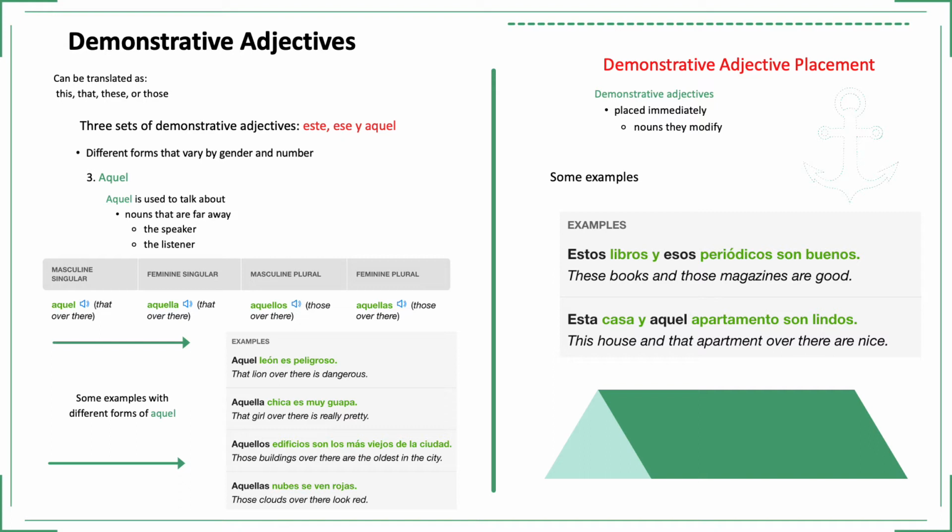Now, let's talk about the demonstrative adjective placement. Demonstrative adjectives are typically placed immediately before the nouns they modify. Now, let's look at these examples. Estos libros y esos periódicos son buenos. These books and those magazines are good. Esta casa y aquel apartamento son lindos. This house and that apartment over there are nice.